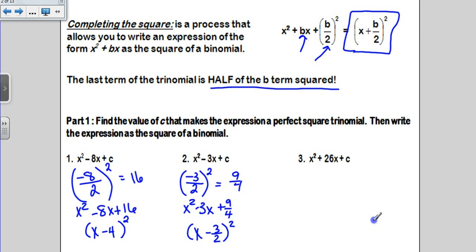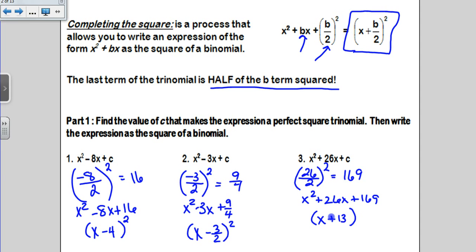squared. So for number 3, half of our b term, 26 divided by 2, is 13, and then we're going to go ahead and square that. So that's 13 squared, which is 169. So this trinomial becomes x squared plus 26x plus 169, and after all that, this is really easy to factor. It's going to factor into x, and then half of our b term, a plus 13, quantity squared.